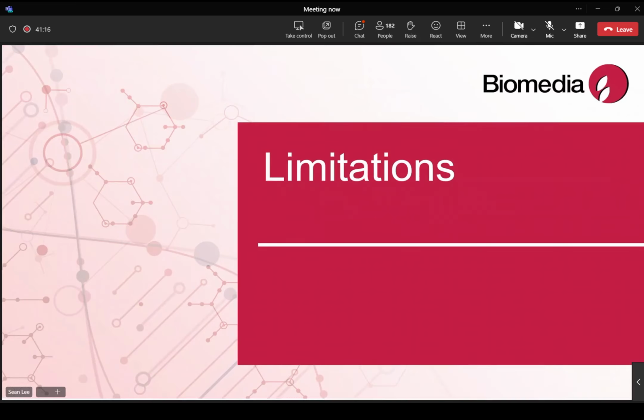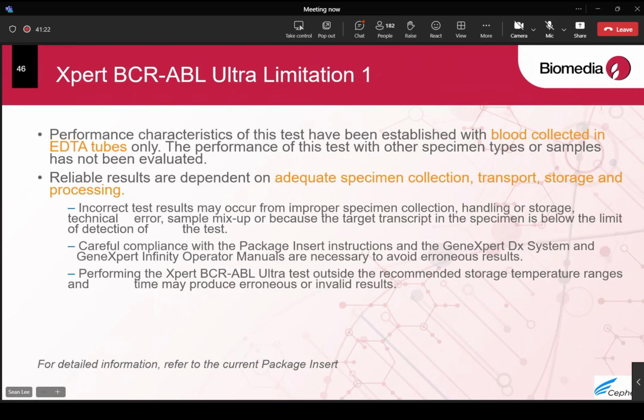There are some limitations about the test that you might need to understand. The performance characteristics of this test have only been established with blood collected in EDTA tubes. If you use blood collected in other tubes, it may affect the result. Reliable results depend on adequate specimen collection, transport, storage, and processing, so make sure you standardize all these steps. Do not simply change the protocol.